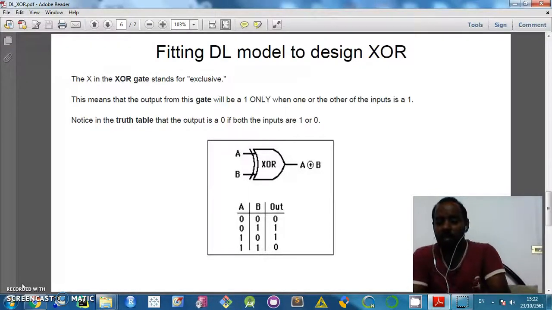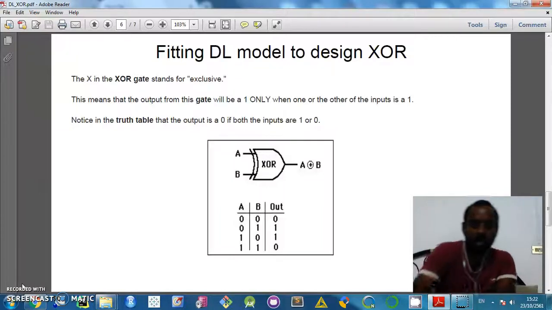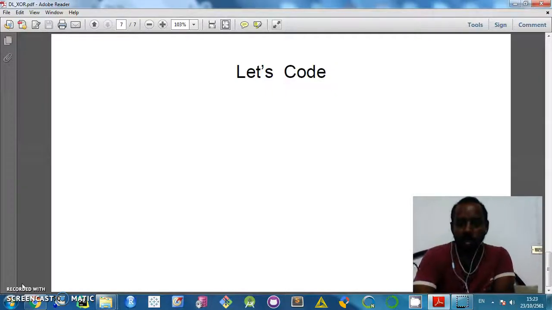In this particular case, we will fit a deep learning model to design an XOR. XOR is nothing but an exclusive logic gate. The output from this gate will be 1 when either of the inputs is 1. That is demonstrated in the truth table. With this, I will conclude the theoretical part.